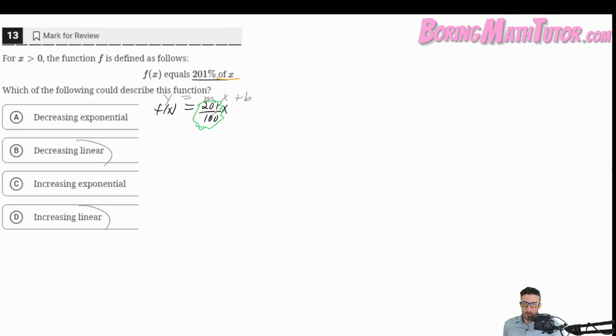And is it increasing or decreasing? Well, what matters is the slope. If the slope is positive, then you can guarantee that the thing will be increasing, and we're done with the problem.